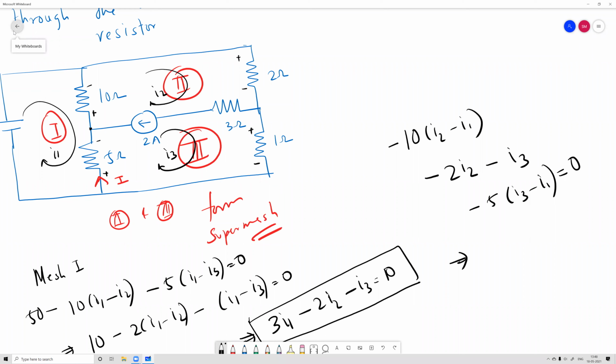Not 10 (I1 minus I2). I am saying minus 10 (I2 minus I1). They are the same thing.